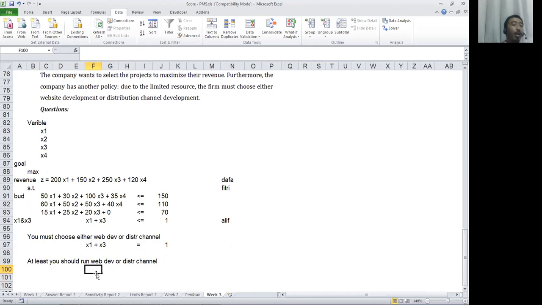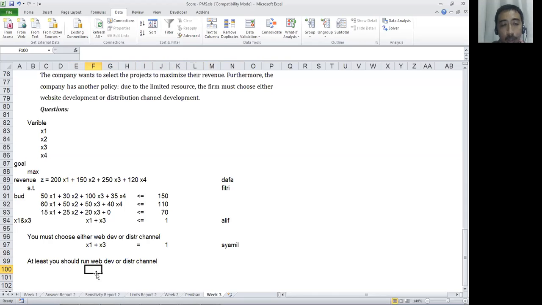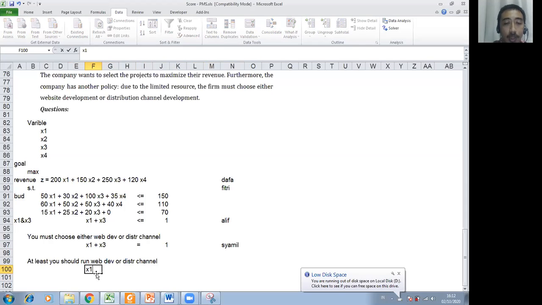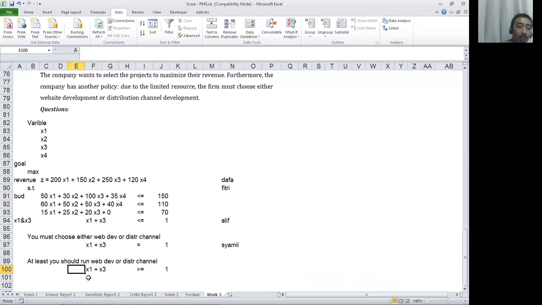What will be the formula? Sir, maybe more than or equal 1. Is it correct, sir? More than or equal 1. X1 plus X3 should be more than or equal 1. Yeah, so you may build both of them.